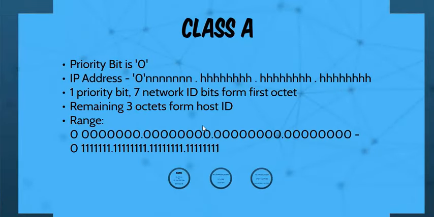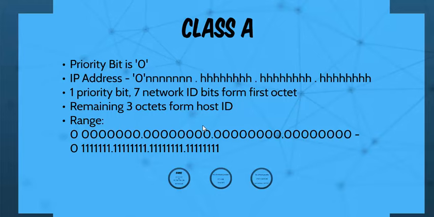Class A. For a Class A IP address, the priority bit will be 0. That is, the most significant bit on your left-hand side will be 0, and the remaining bits can be either a 0 or a 1. In the first octet, represented with n, the first octet of a Class A IP address belongs to the network portion. So if there is any change in the network portion, the PCs will belong to different networks. And the remaining 24 bits will be considered as the host portion.